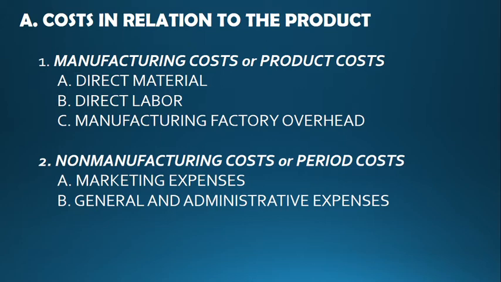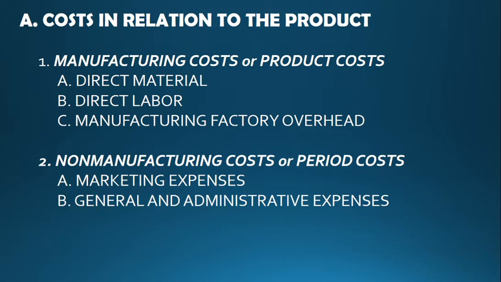Let us discuss first manufacturing costs or the product costs. When we say product costs, these are actually costs that can be inventoried, or in other words, these are the inventoriable costs. Meaning, they are the costs na ma-assign as an inventory. So, it consists of the direct material, the direct labor, and manufacturing factory overhead.